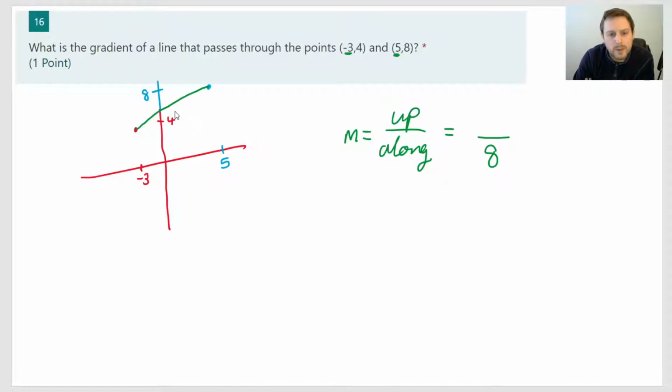And then how far up do we go to go from 4 up to 8? Well, that's just 4 up, isn't it? So if you actually put the along on, you get 8 along. If you put the up on, you get 4 up. Okay, I guess that should really be going through this here, right? But anyway, you get 4 up and 8 along, and so the m, which is the gradient, is just a half.